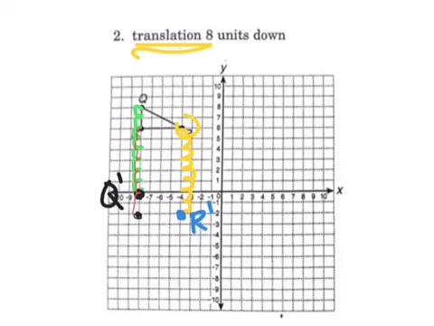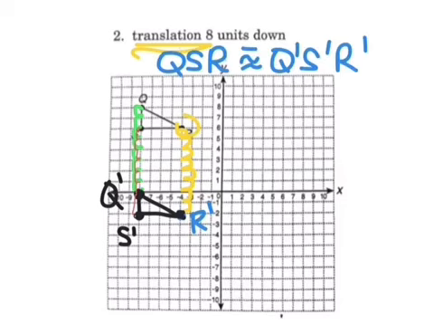And then connect to construct the triangle. So that's what your translation should be, 8 units down. It just slides down and it's still congruent. We should also write the congruency statement for the new triangle. Our congruency statement would be triangle QRS is congruent to, that's what this symbol means, Q prime, S prime, and R prime. I think I forgot to do that for number 1, so you should go back and do that.